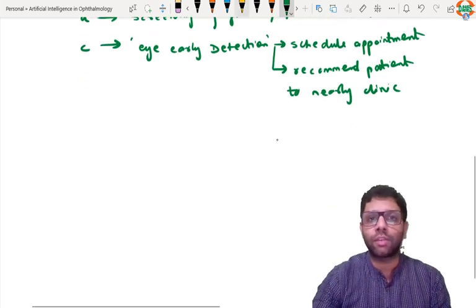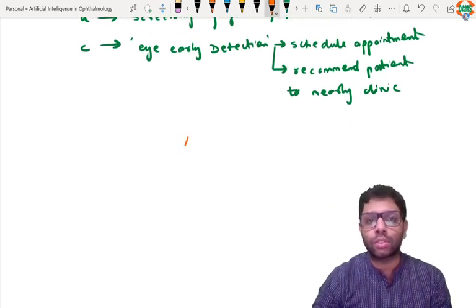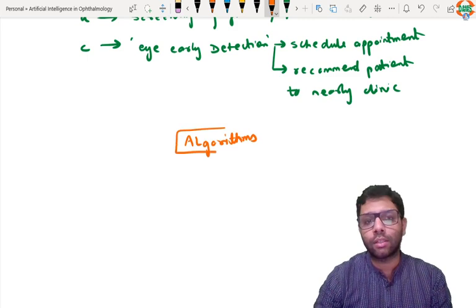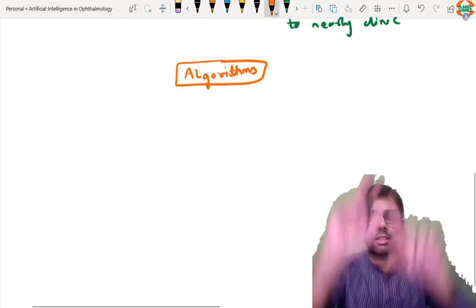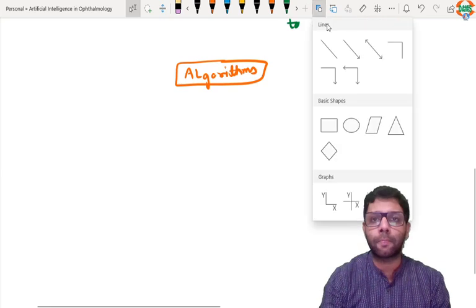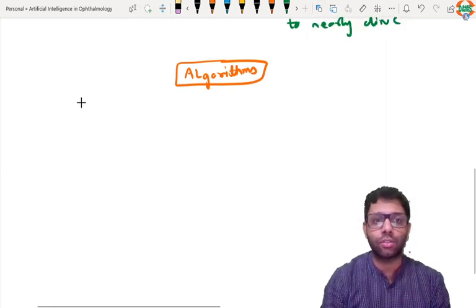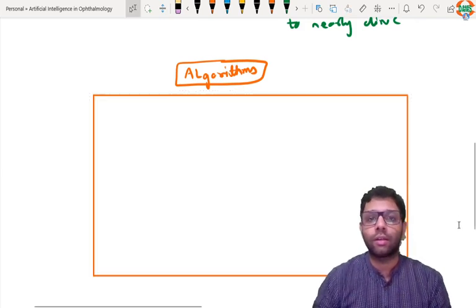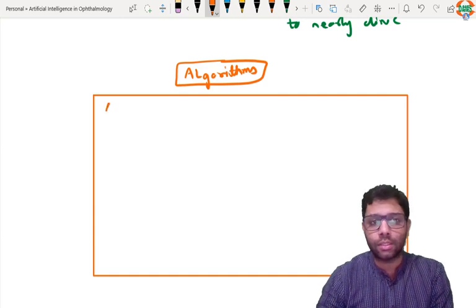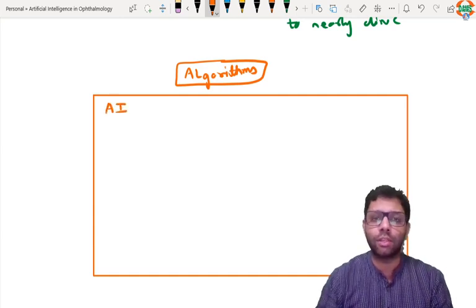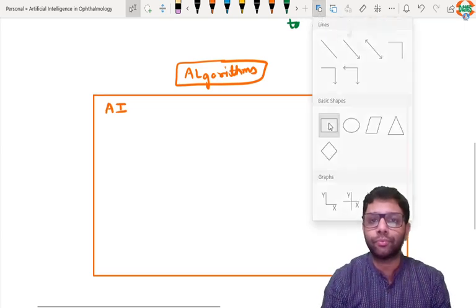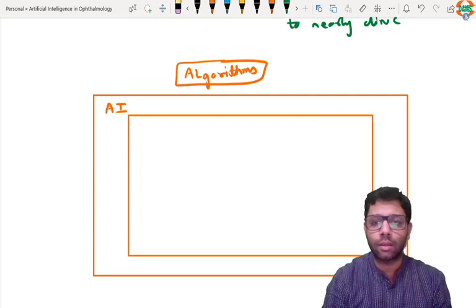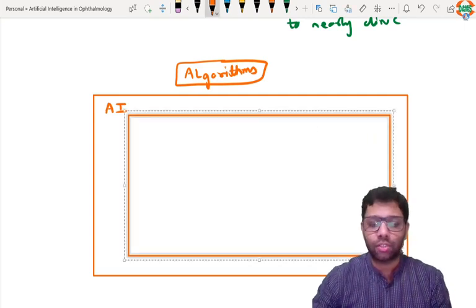Now the next thing after the definition and the systems, you can jump on to some algorithms. In some detail I will tell you that there are various algorithms. For example, if I just draw this, it is good for you if you can draw such boxes or circles in the exam. So AI is a broad category, artificial intelligence, which includes something known as machine learning.